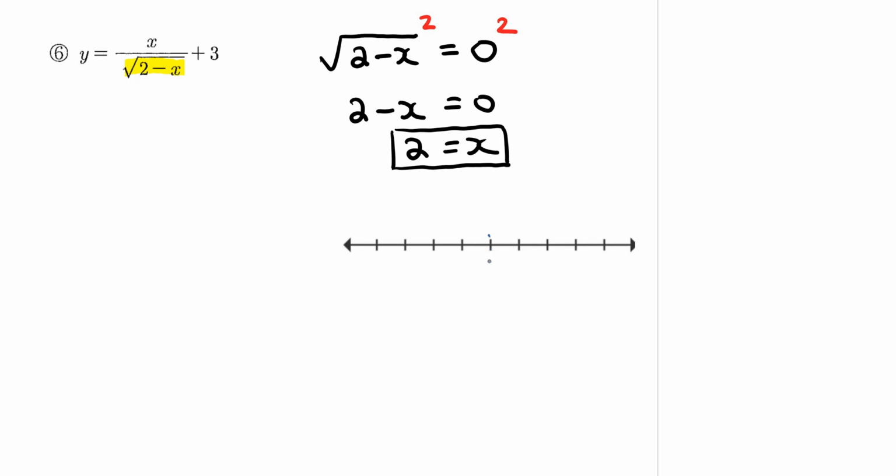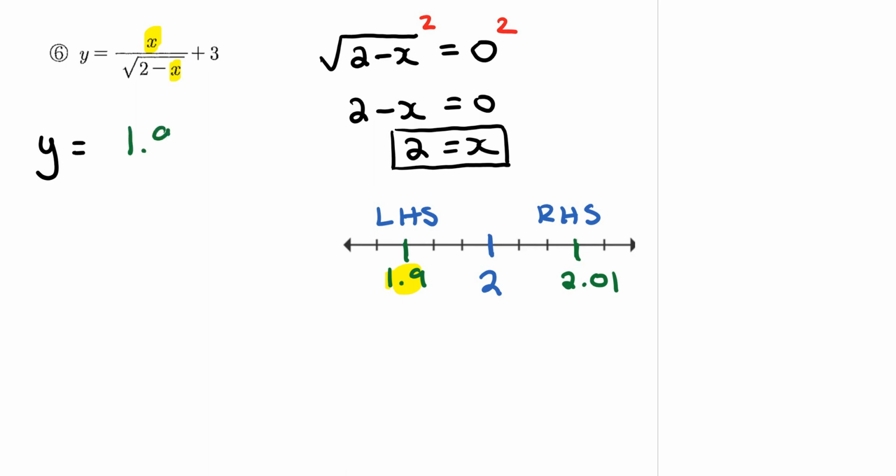Alright, so let's go ahead and put 2 on the number line here, and then we have a left-hand side and a right-hand side. So maybe we should go and find numbers on the left and the right-hand side. So maybe this is 1.9, and this is going to be 2.01. If I take a look at the left-hand side, like 1.9, we're going to plug that back into our original function. So y would equal 1.9 on the numerator divided by the square root of 2 minus 1.9, and then plus 3.